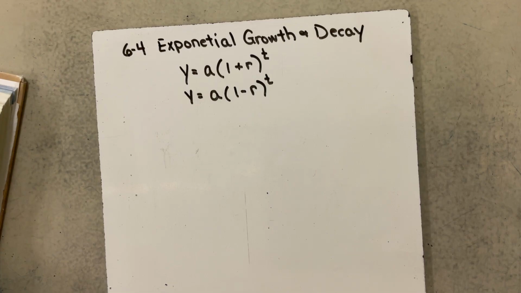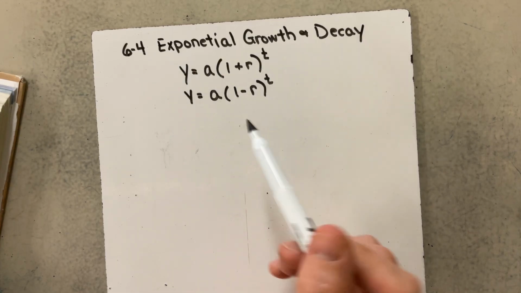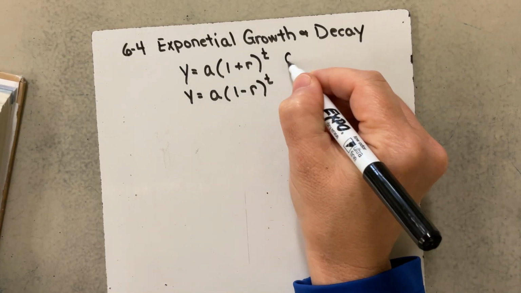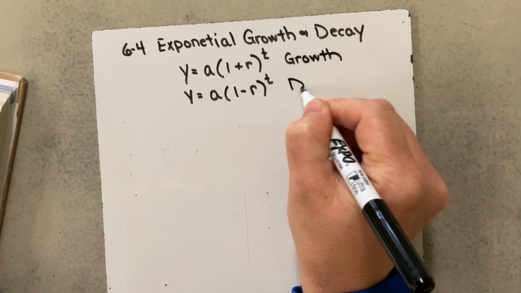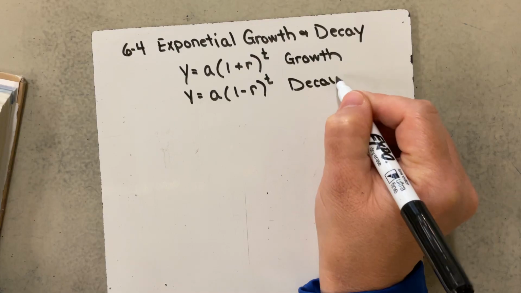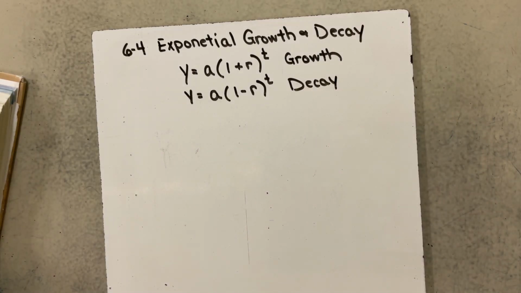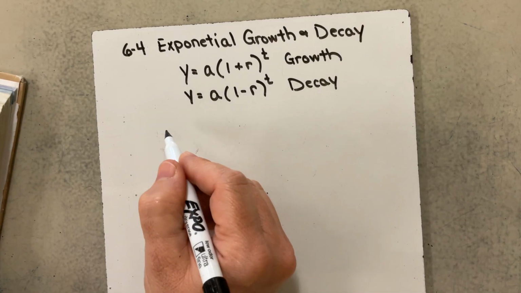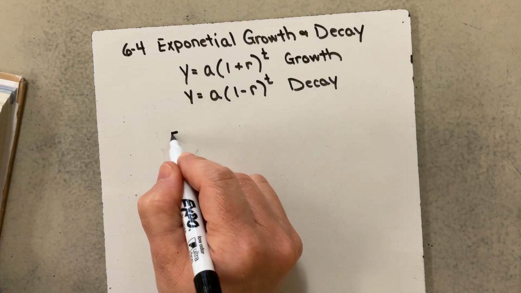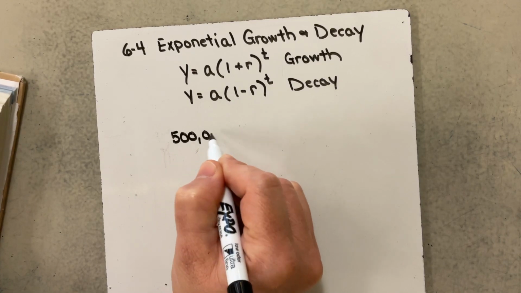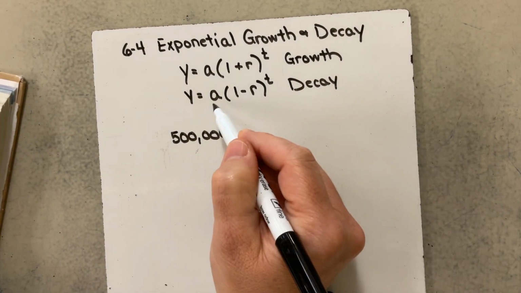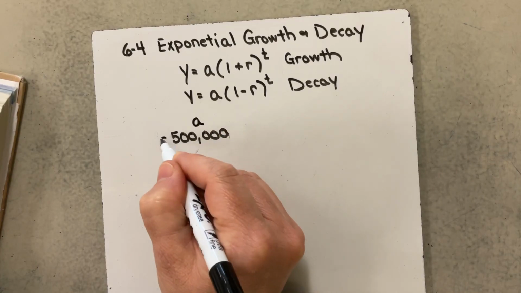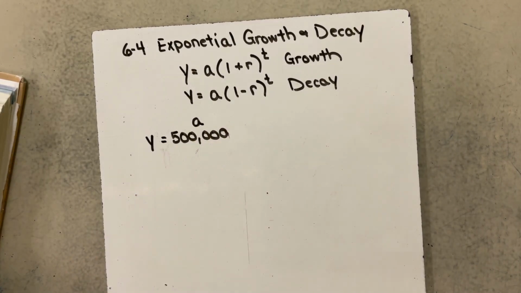Today we're going to look at exponential growth and decay. They are shown by these equations. Growth has the plus, and decay would have the minus. So, for instance, if we start with 500,000, okay, the starting amount is your A value. So this is where the A is. We want to know what our final amount is.